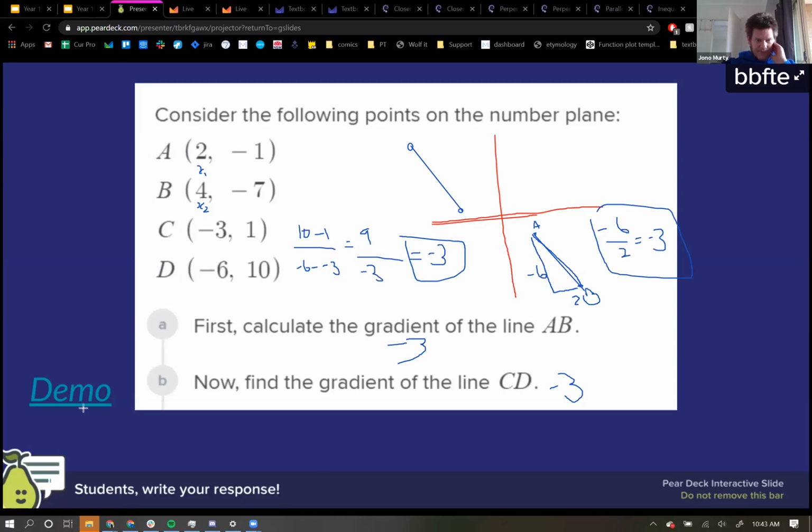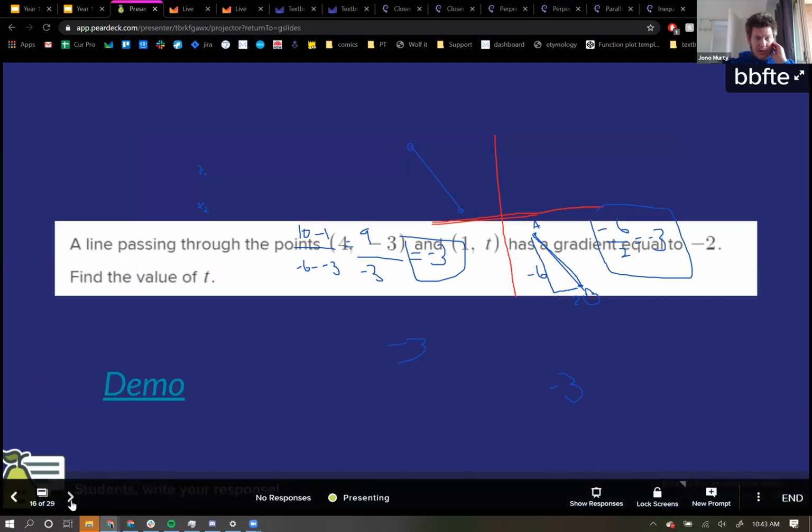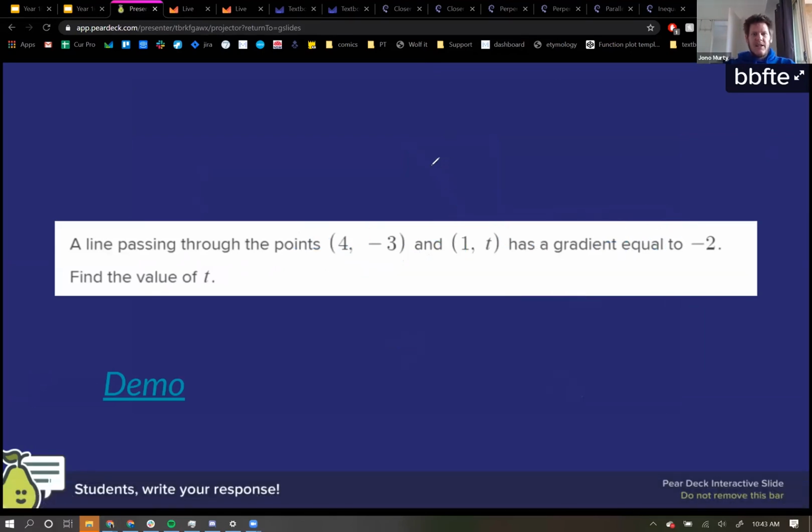Okay. I won't show a demo of that one. Let's just move on. I should be clear. Oh, I went to a new slide straight away. Okay. Now this is slightly different. A line passing through the points (4, -3) and (1, t) has a gradient equal to -2. Find the value of t. Now we don't actually know what t is. We need to find that out in this case.